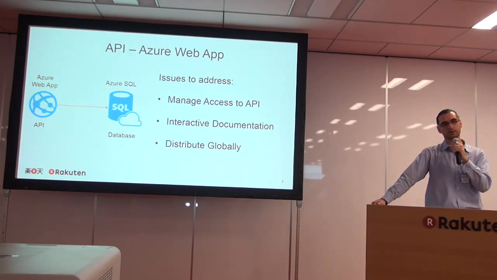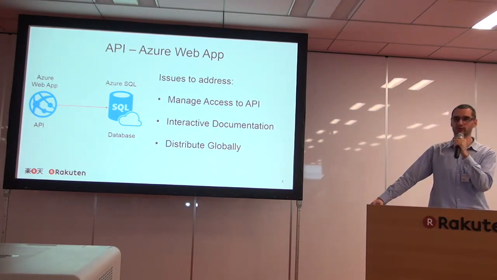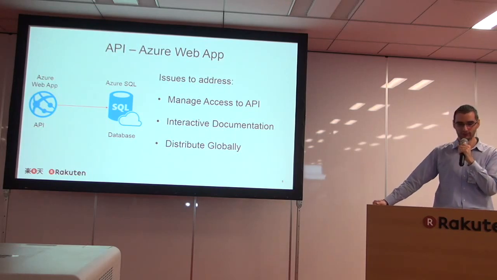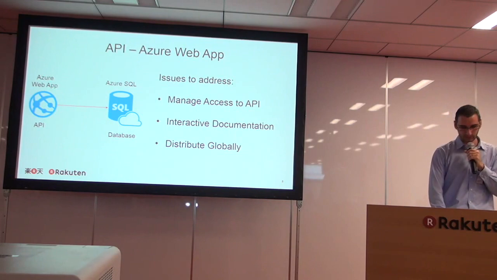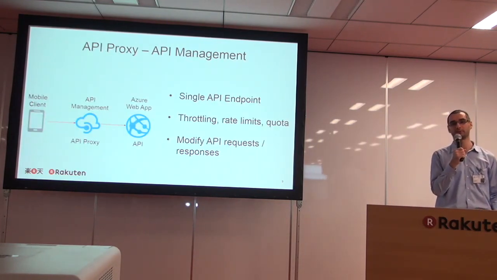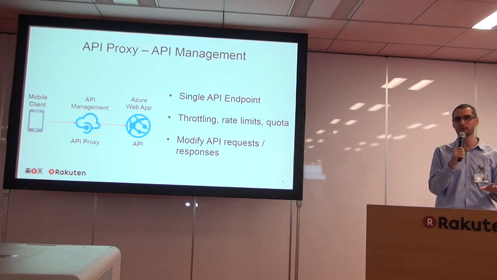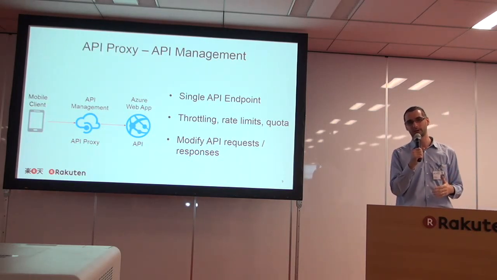For the APIs, we again use Azure Web Apps. But here we have to solve another type of question: how we manage access to the APIs, how we distribute them globally, and also how we make it easy for developers to consume them. For these problems, we use another service from Microsoft. The idea here is that I'm introducing, one by one, the Microsoft services that we're using, so you can see how much we rely on the services that come from the cloud.